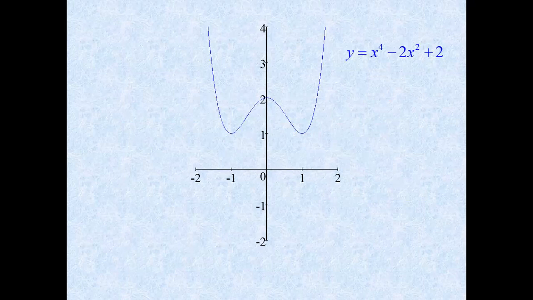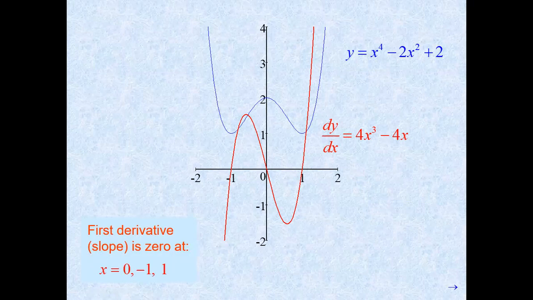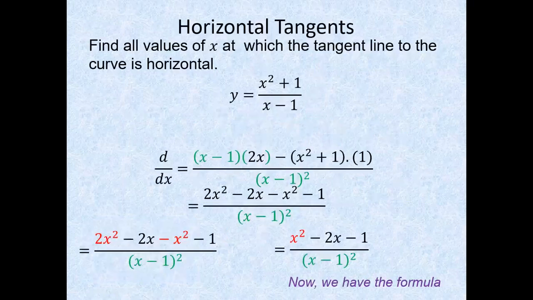And also, we plot that these are the points where dy/dx equals 4x cubed minus 4x. We have minus 1, 0, and 1 here. These are the 3 points where the tangents are 0. The first derivative slope is 0 at x equals 0, minus 1, and 1.